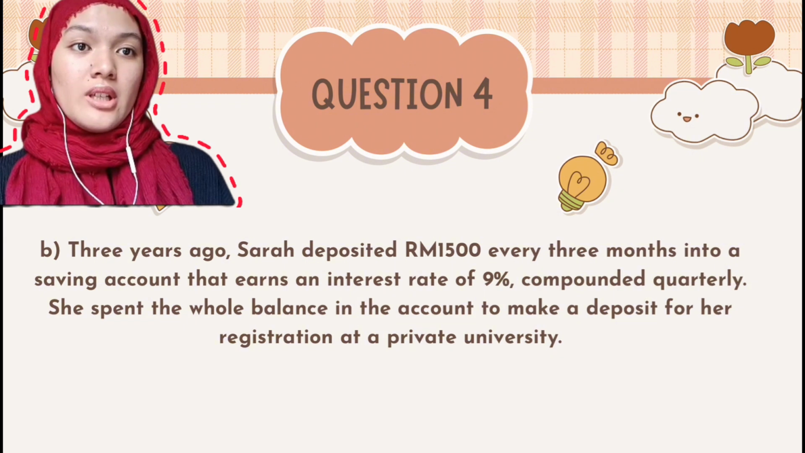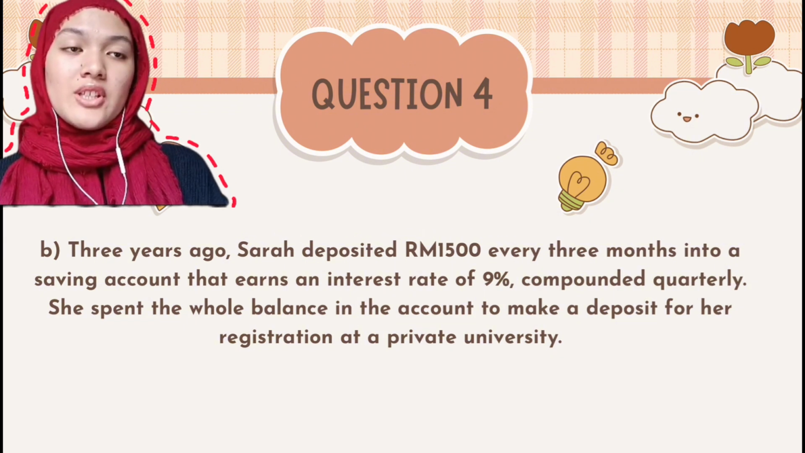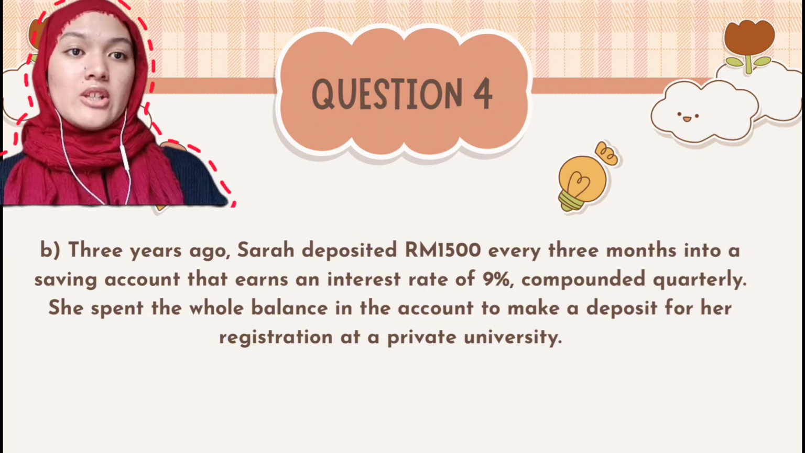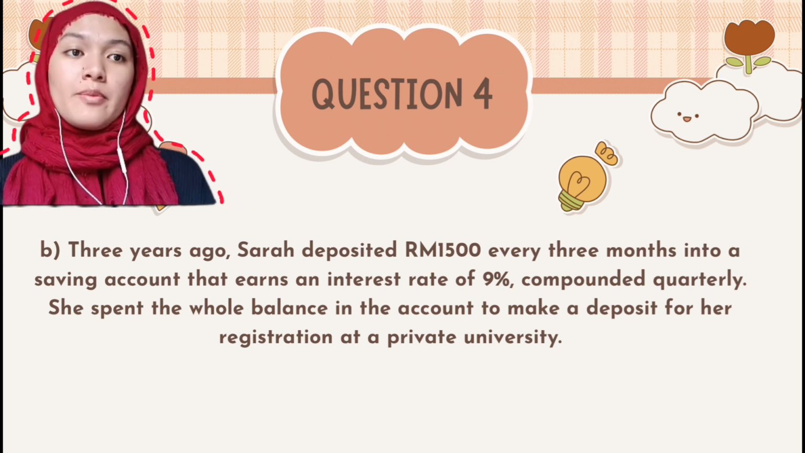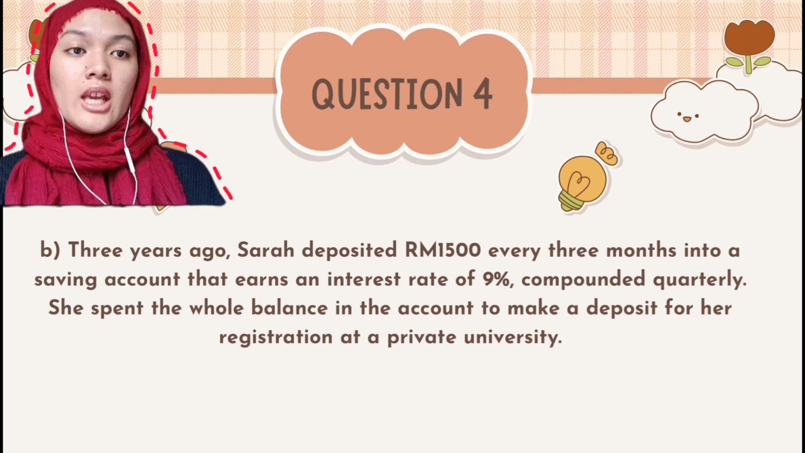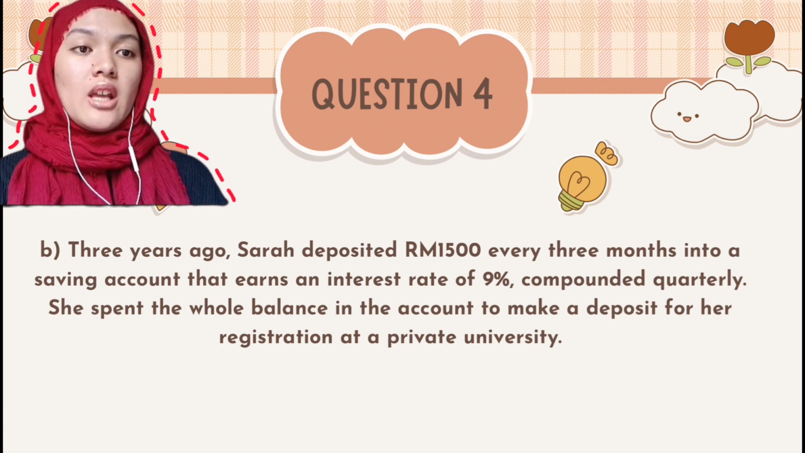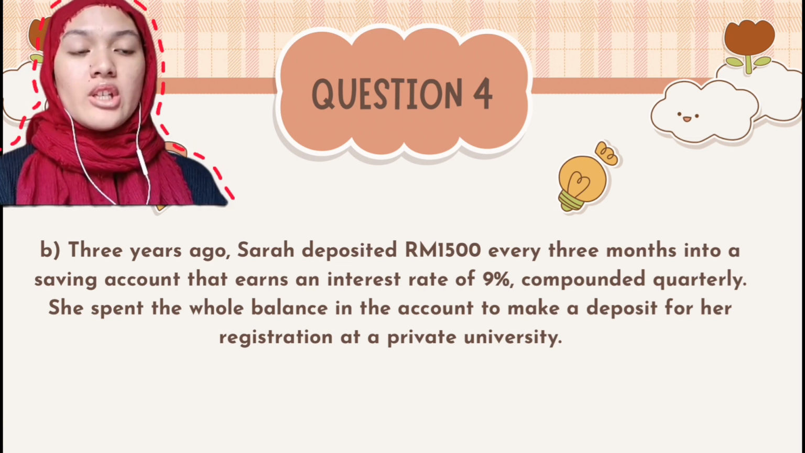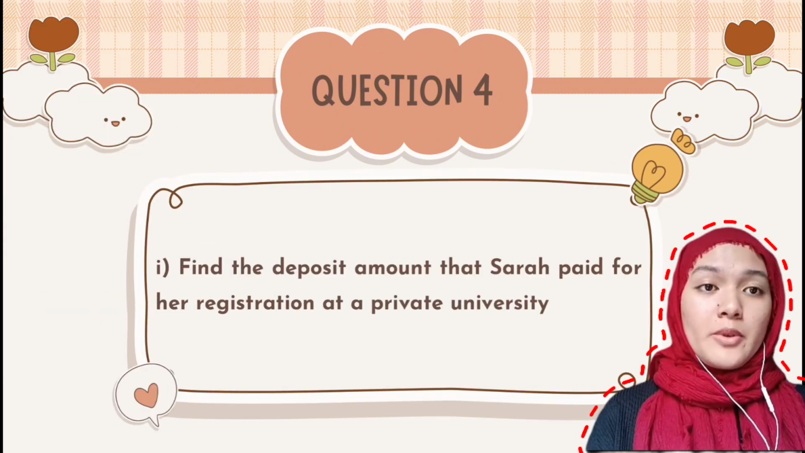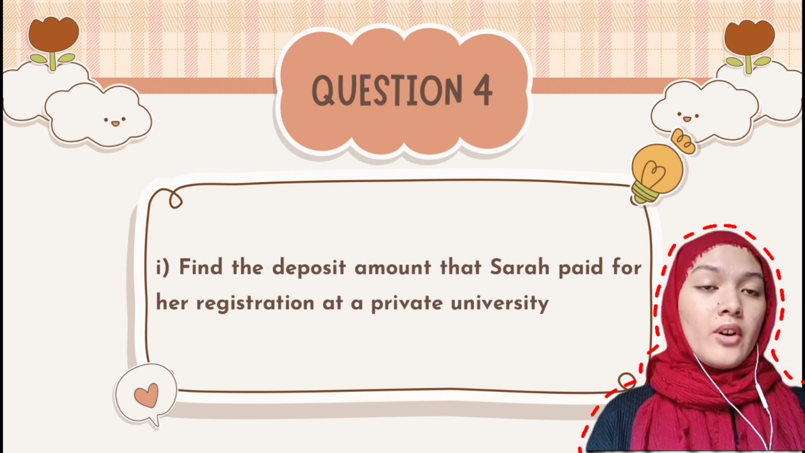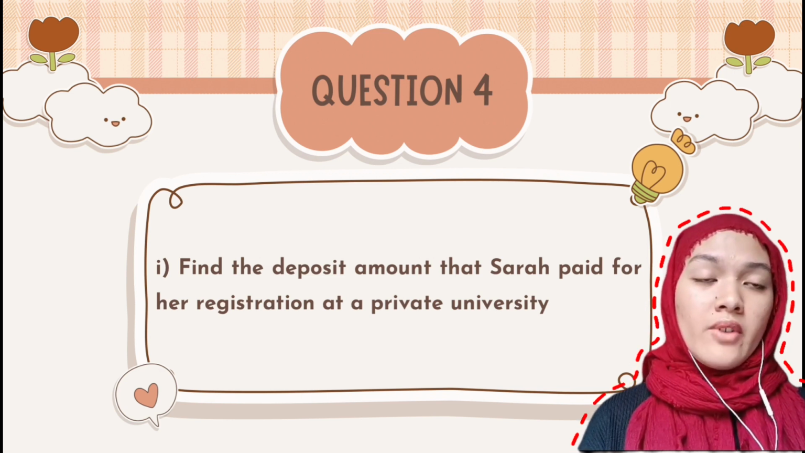Three years ago, Sarah deposited RM1,500 every 3 months into a savings account that earned an interest rate of 9% compounded quarterly. She spent the whole balance in the account to make a deposit for registration at a private university. Find the deposit amount that Sarah paid for her registration at a private university.